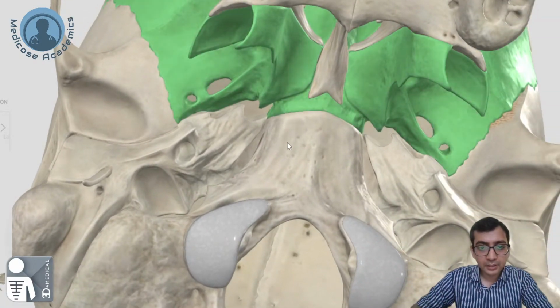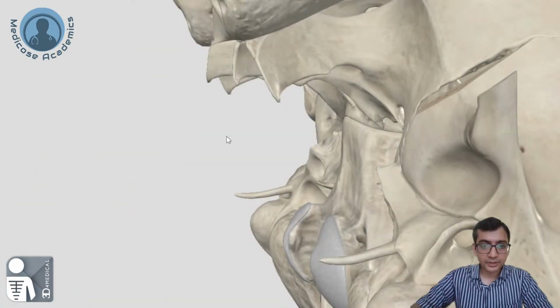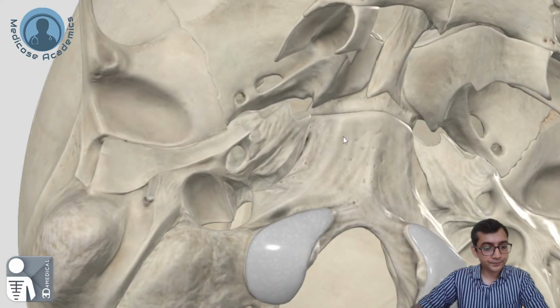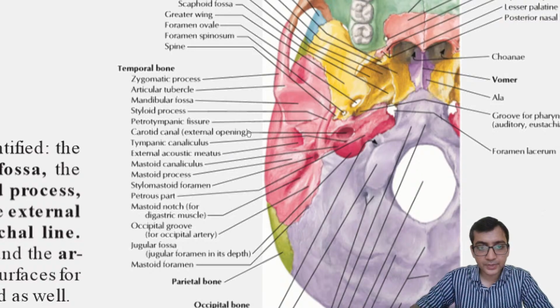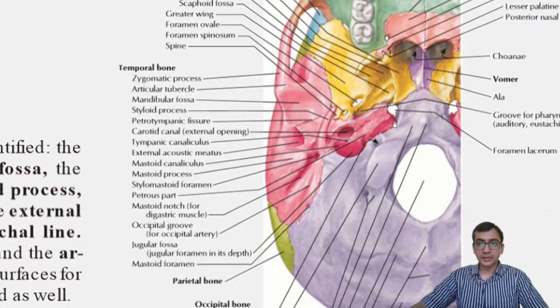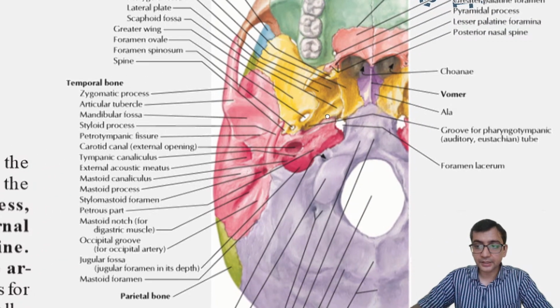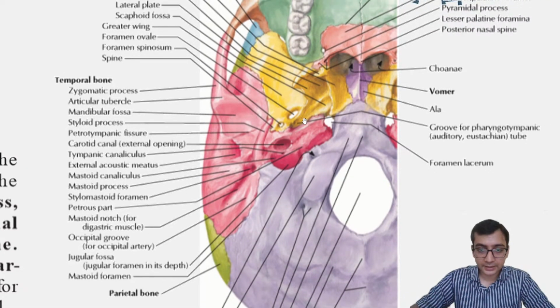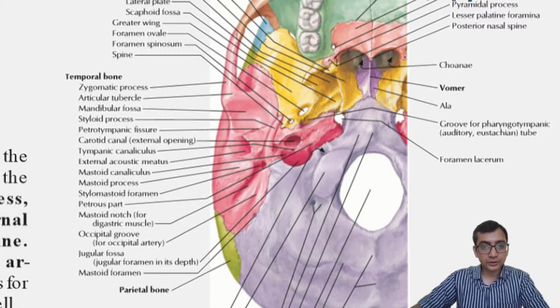Here I may or may not be able to show you right now, but you get the idea. This point is not very prominent right here, so let's stick with the Netter's picture. This point is the foramen spinosum, and behind it is the spine of the sphenoid bone. We had discussed this groove for the pharyngotympanic tube, the auditory tube, the opening for the auditory tube. There is a petrosphenoid groove we discussed, and on the lateral aspect there is the part of the temporal bone, that is the fossa.